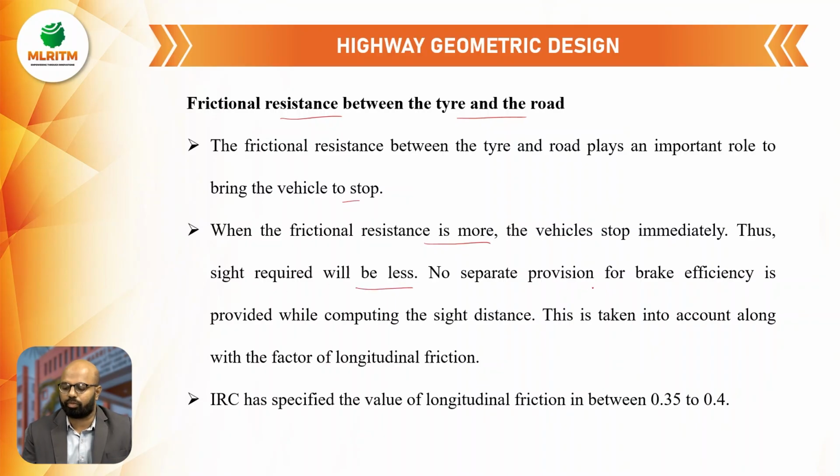No separate provision for brake efficiency is made while computing the sight distance. This is taken into account along with the factor of longitudinal friction. IRC has specified the value of longitudinal friction to be between 0.35 and 0.4, which is the other important factor after the perception reaction time. This is longitudinal friction; there is also lateral friction.